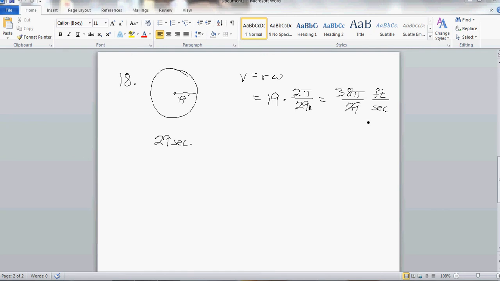38 pi over 29. Now, to give us an idea of what that would actually be, we can see approximately how fast that is and get a calculation. And it's a little over 4. So 4 feet per second. That's a nice clip. It's not fast by any stretch, but 4 feet per second. I'm moving just a desk width distance every second.